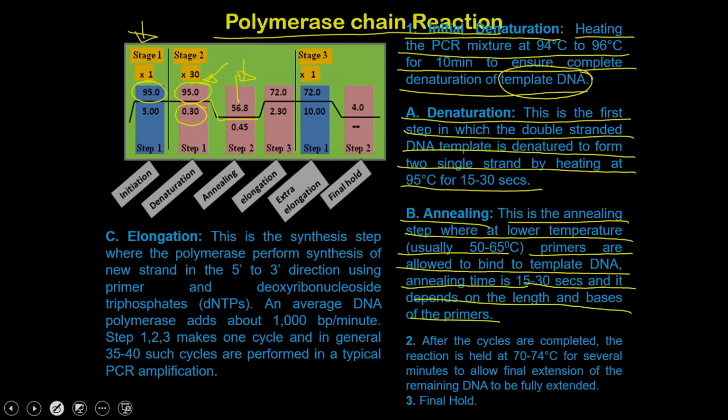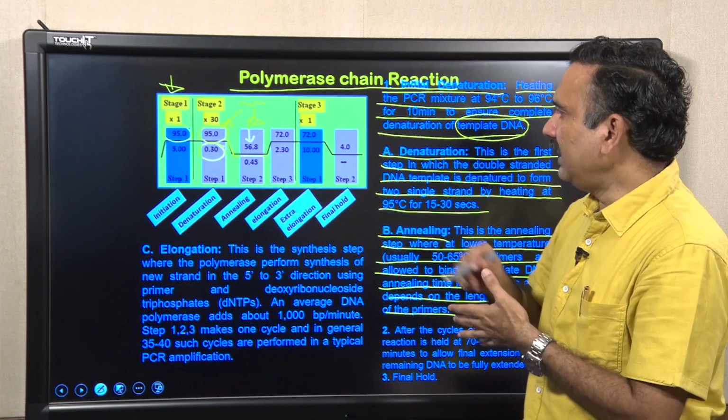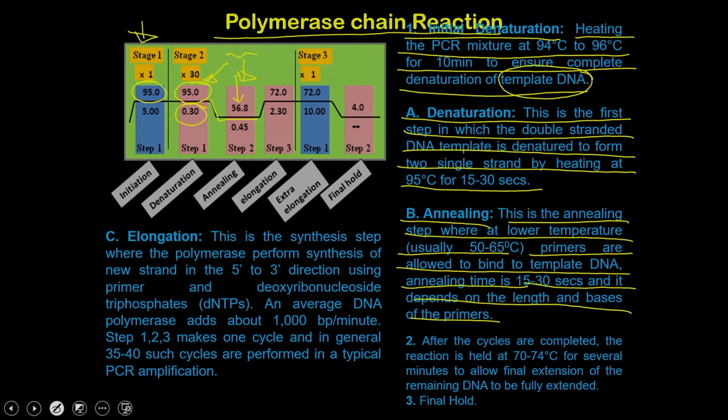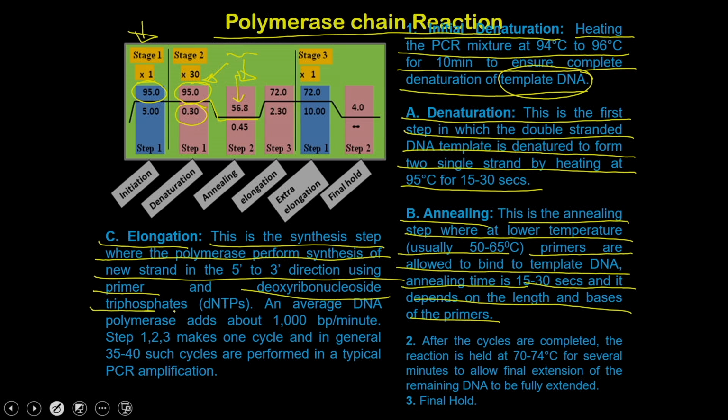You have lowered the temperature, so that the primers, which were floating around and are small stretches of DNA, now bind to their complementary DNA on the template. The enzyme recognizes this complex, and that is how the enzyme starts the synthesis. After annealing, it enters the elongation phase, the synthesis step where the polymerase performs the synthesis of the new strand in the 5 prime to 3 prime direction using the primers and the dNTPs, or deoxynucleotide triphosphates.